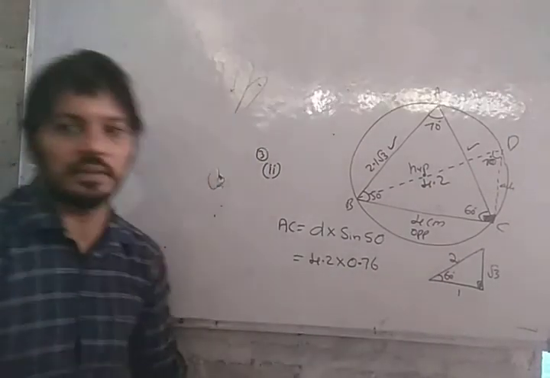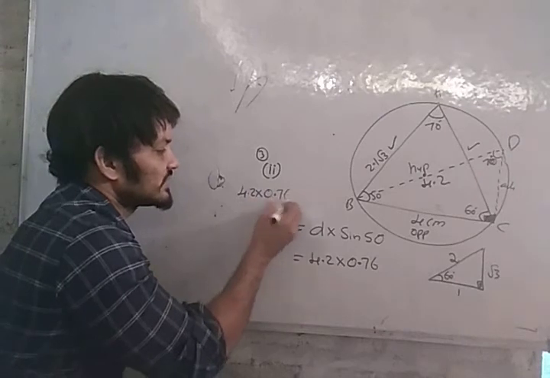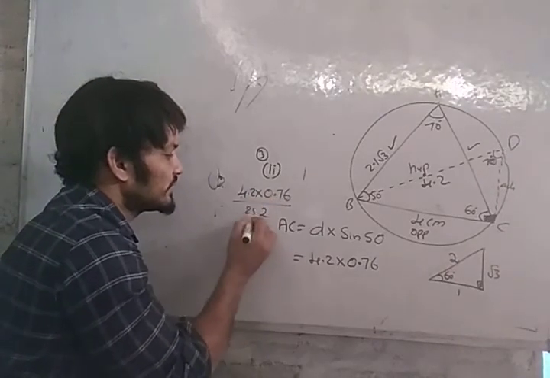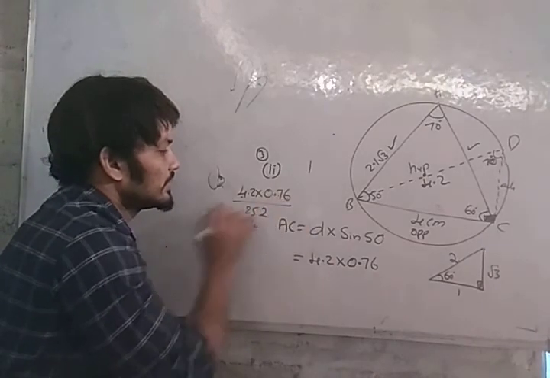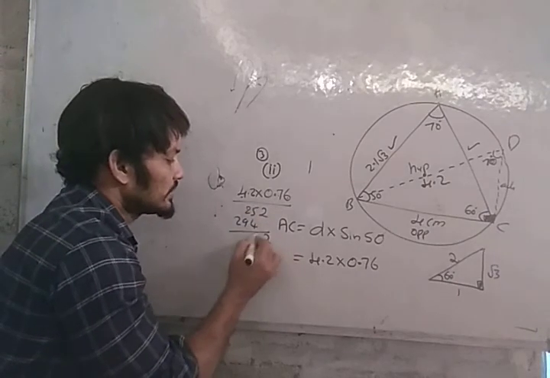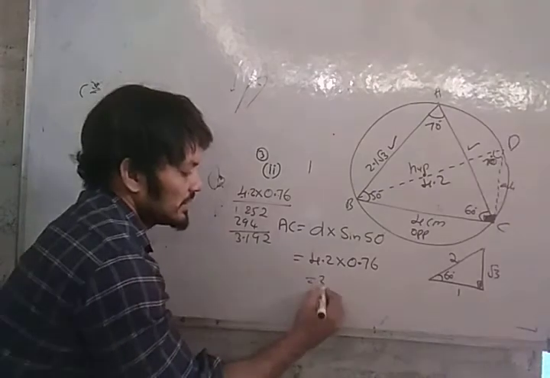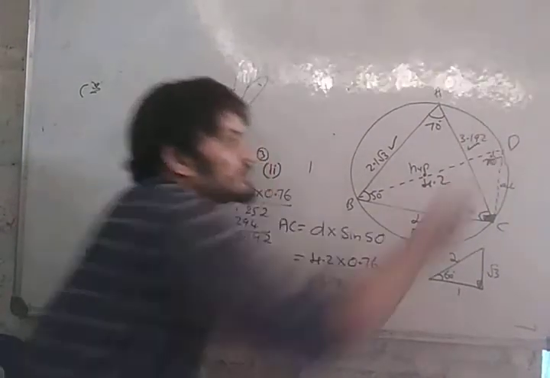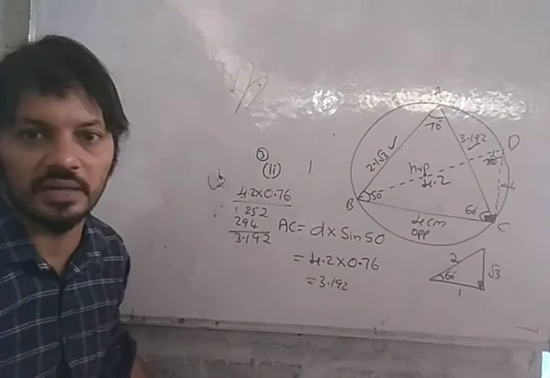This is just multiplying. Okay. 4.2 into 0.76. 6 2s are 12. 6 4s are 24, 25. 14. 28, 29. 2, 9, 11, 3. After 3 digits, 3.192. This question, like this question, I already solved in the last class.